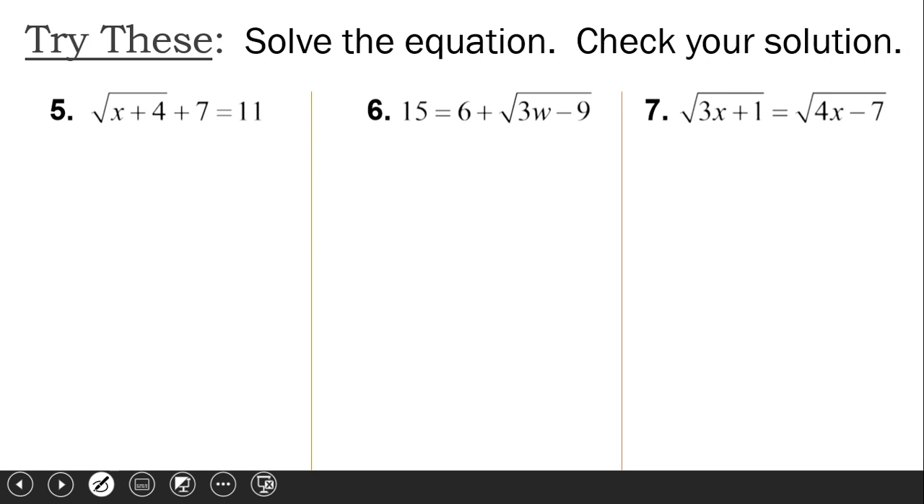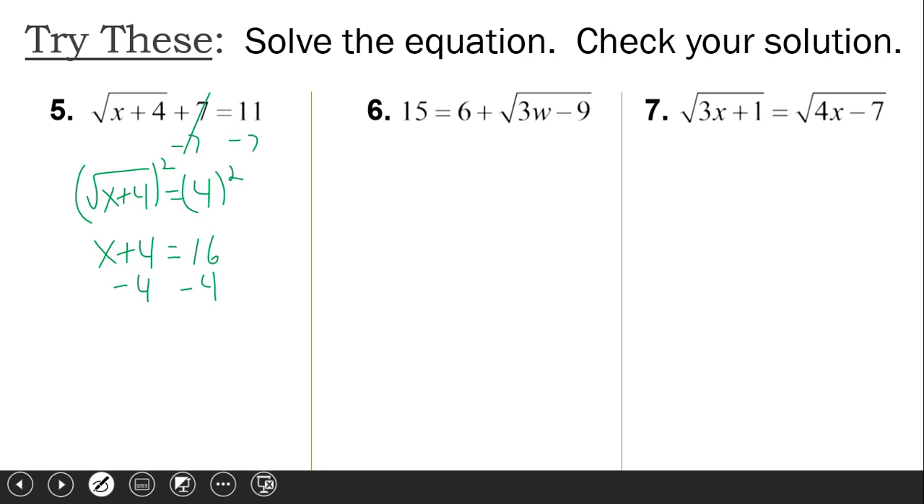Let's look at a couple of these. So let's look at number 5. We're going to start by subtracting 7 on both sides. Cancels. We've got x plus 4 is equal to 4. Square both sides. X plus 4 equals 16. And subtract 4, and you'll get x is equal to 12. So you have to be good with your solving of equations here, or else you're going to be in trouble.